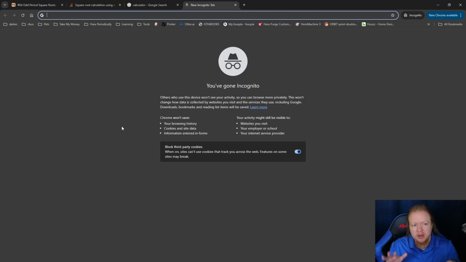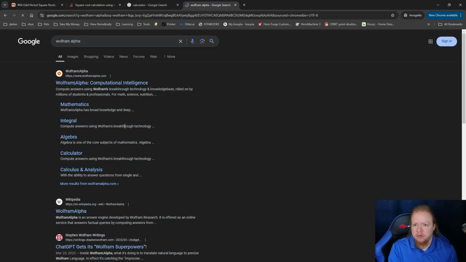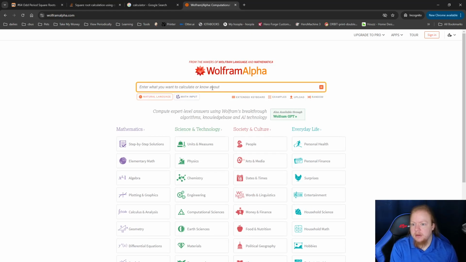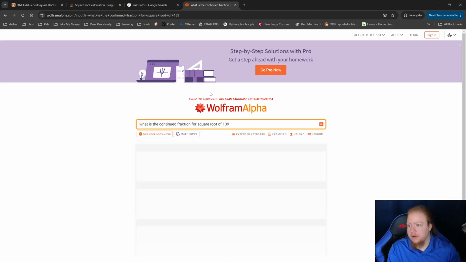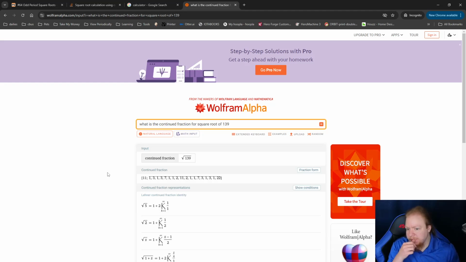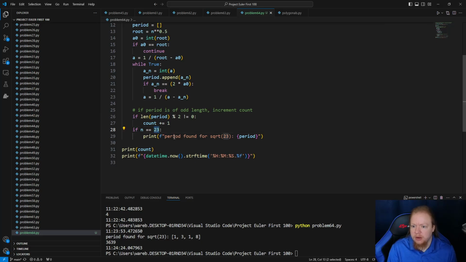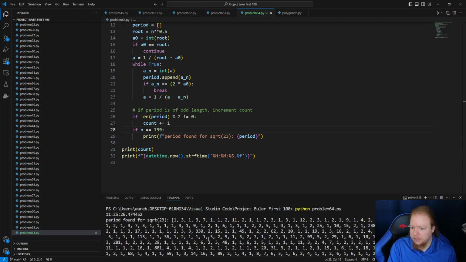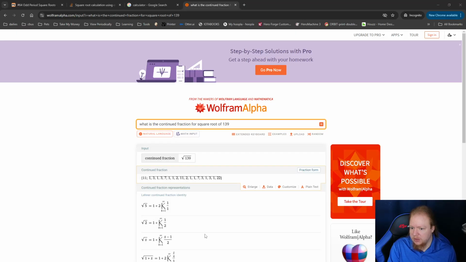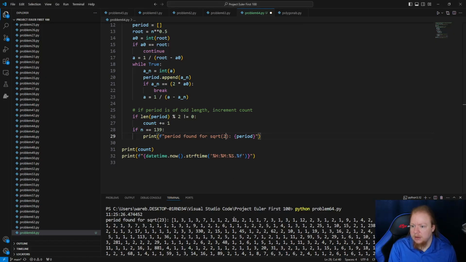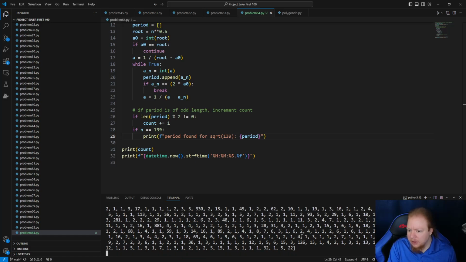Based on a little bit of the research that I did, it seems like the square root of 139 might be a problem. So let's just go to Wolfram Alpha. Continued fraction for square root of 139. Okay, so now let's have the program print out what I got for 139. Got the correct answer for 23, so that's not nothing. I forgot to change that part. Whoops. That's clearly not the correct answer.